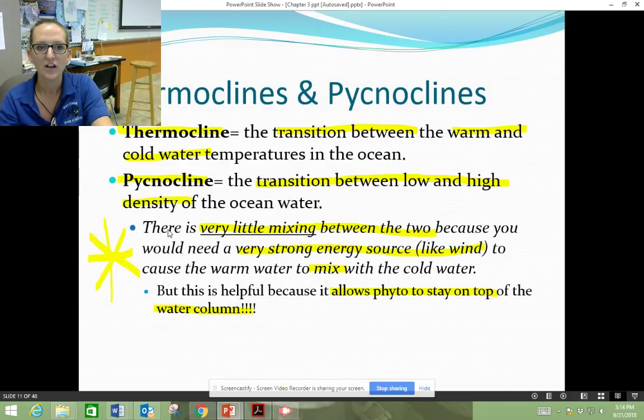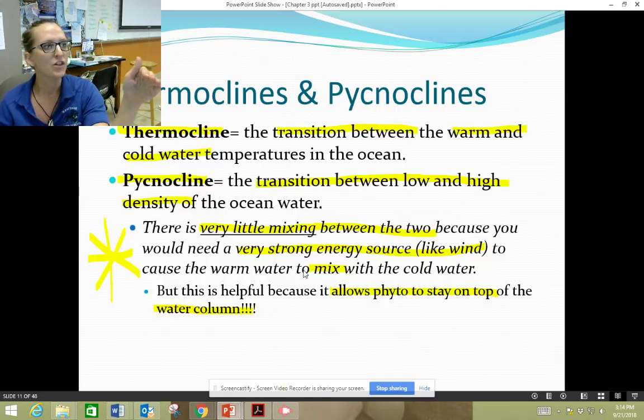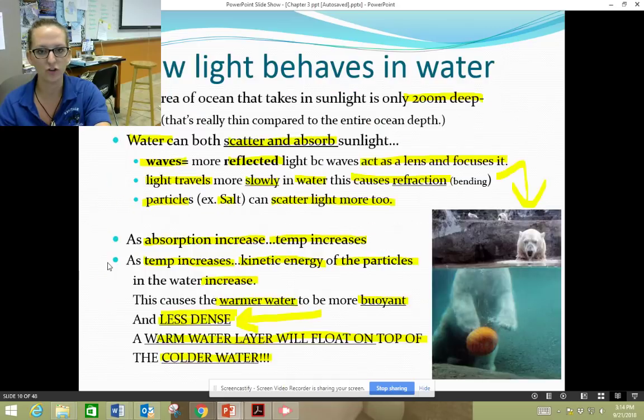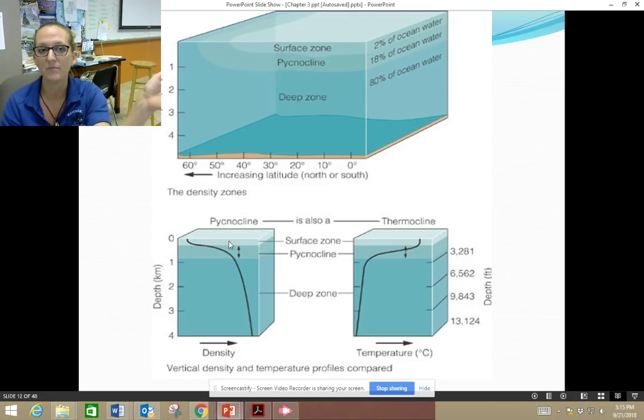Okay, so there's very little mixing between these two, because you would need a really, really strong energy source like wind to cause that warm water to mix with the cold water. The benefit of that is you are getting nutrients from the depths of the ocean, because that water is more dense and heavier, so it's going to sink. That will cause nutrients to move up, but the mixing is also going to push warm water down. That's not good, because if we have phytoplankton at the top and phytoplankton is being pushed down, now they're away from sunlight. They might have access to nutrients down here in the deeper waters, but without sunlight, they don't have an energy source to start. So it's not helpful.